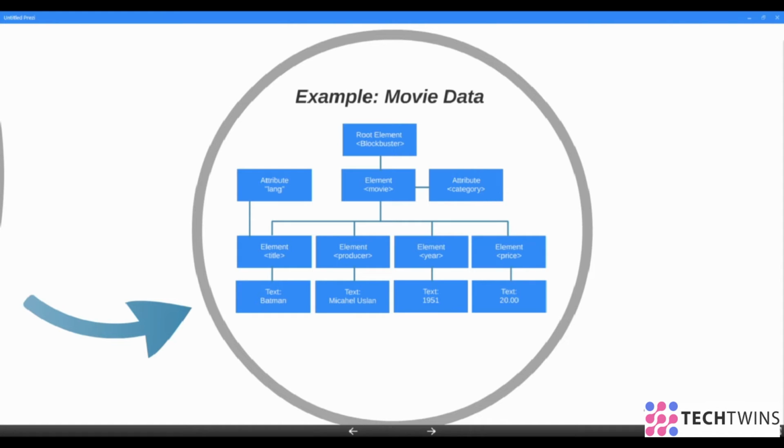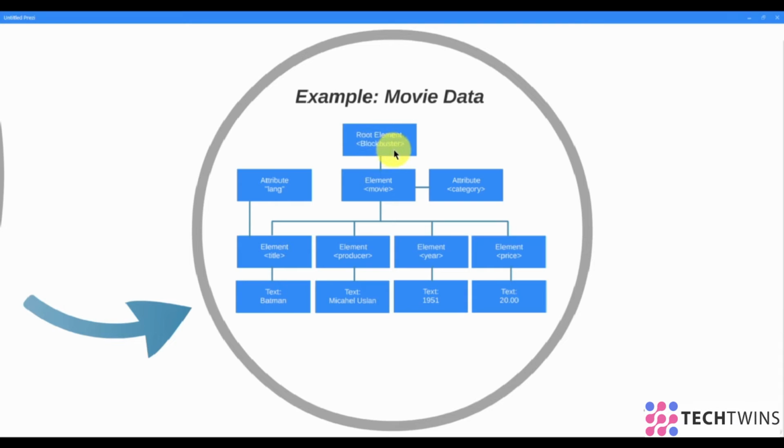Say we wanted to create an XML file with data relevant to movies sold at a Blockbuster store. Our tree structure would look something like this. Our root element would be Blockbuster. Beneath Blockbuster, we'd have an element, the movie. An element can also have an attribute, which you'll see in a moment.